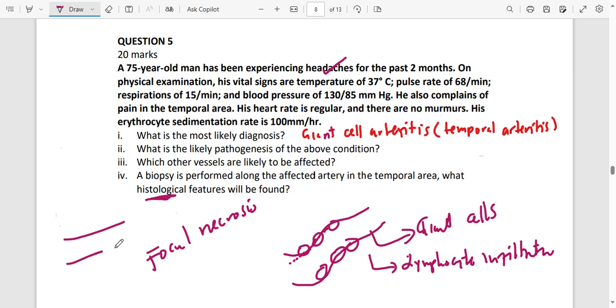Remember, large arteries have, on the inside, the intima, a part that looks like a line. That's the internal elastic lamina. You are going to see that it's fragmented. Some parts are broken, some are just okay. So that is it for this question. Now we good?